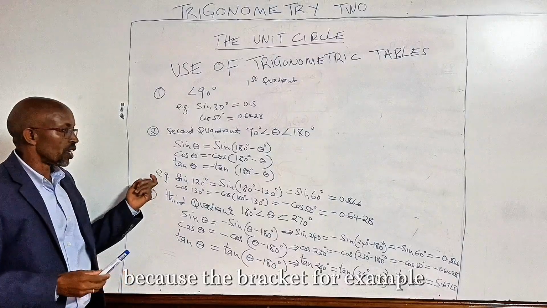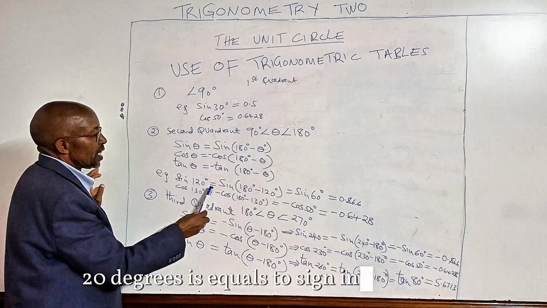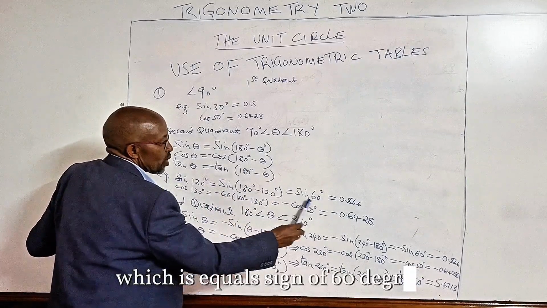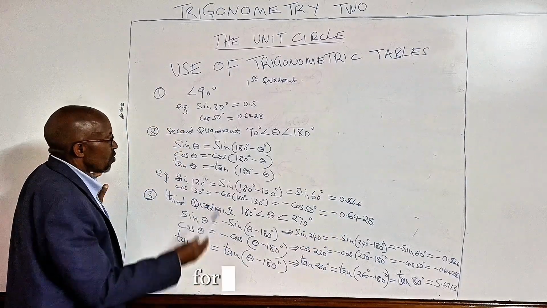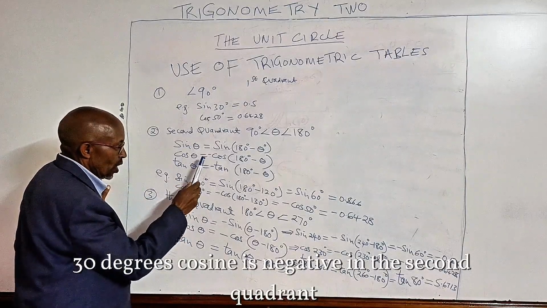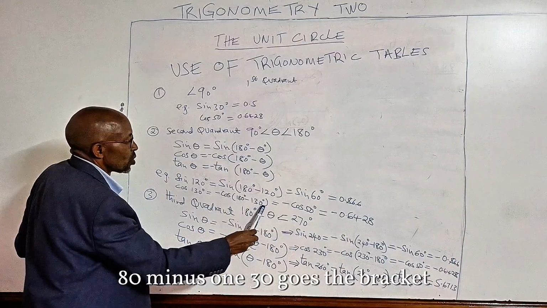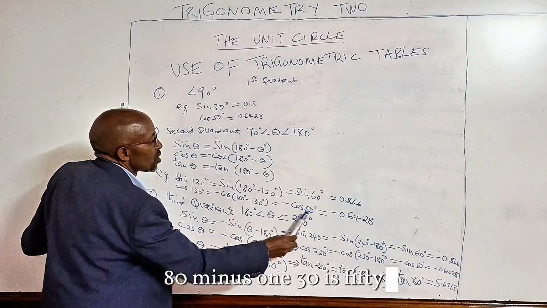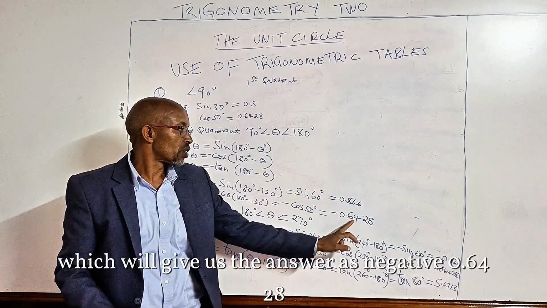close the bracket. For example, if theta is 120 degrees, we will get that the sine of 120 degrees is equal to sine into bracket 180 degrees minus 120 degrees, which is equal to sine of 60 degrees, which is equal to 0.866. For the cosine of 130 degrees, cosine is negative in the second quadrant. Therefore, it will be negative cosine into bracket 180 minus 130, close the bracket, which is equal to negative cosine 50. 180 minus 130 is 50. Which will give out the answer as negative 0.6428.